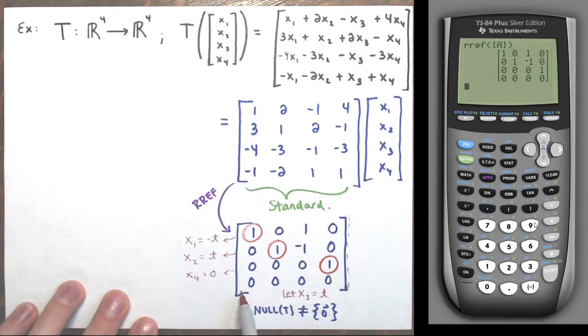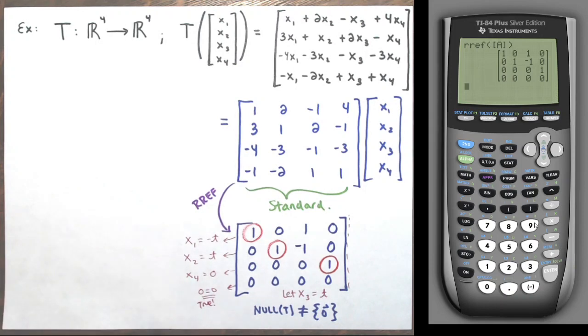Then this last row would be telling me that 0 equals 0, which is totally fine. That is a true statement. There's nothing wrong with that. You just ignore it for now. So the null space, the solutions to that equation.